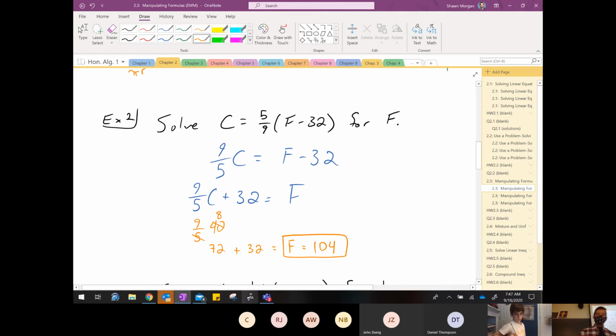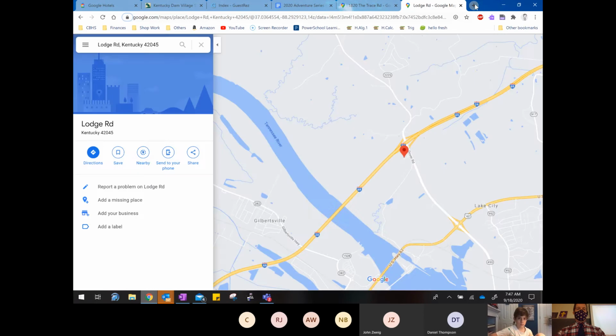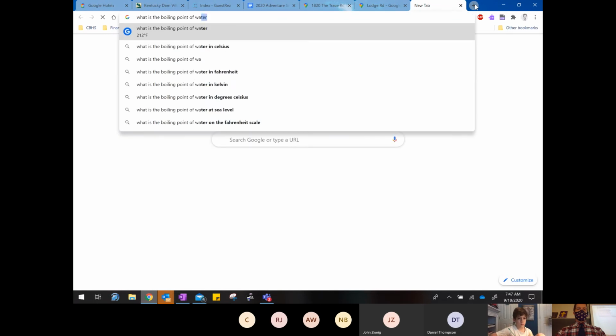And 100 degrees Celsius is? Very hot. Does anybody know what the boiling point of water is in Fahrenheit? I think it's 212. Let's see if the old Google machine can help me here. I bet Siri would have been faster, but oh well. What is the boiling point of water? 212. Bingo.